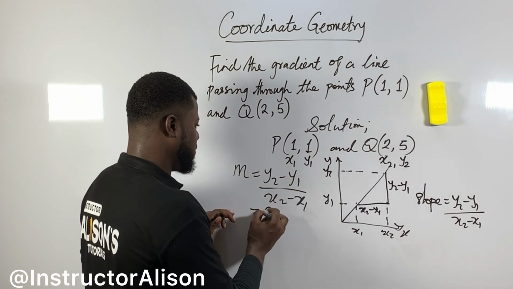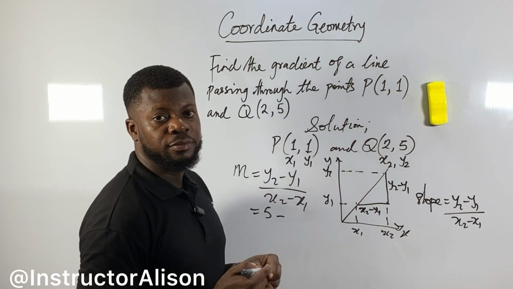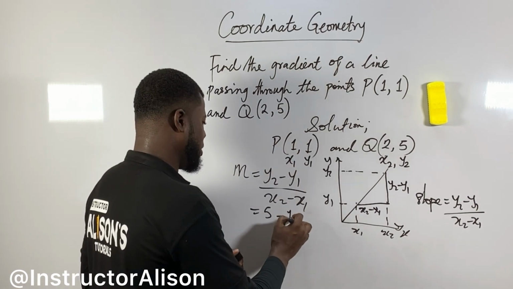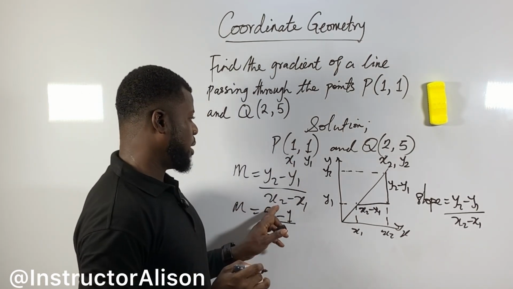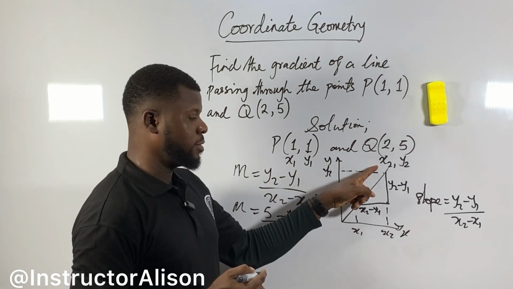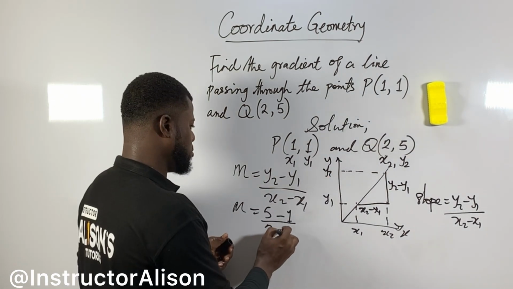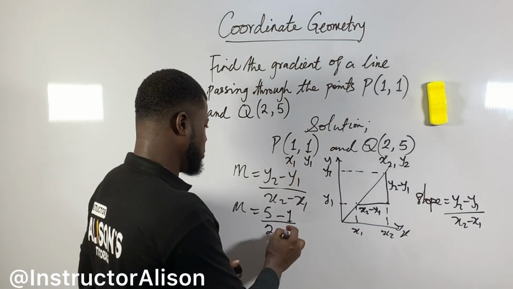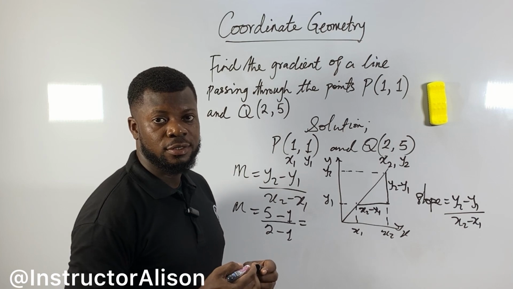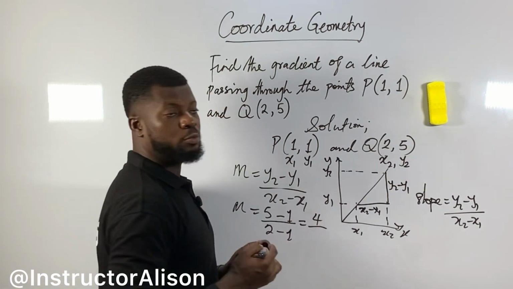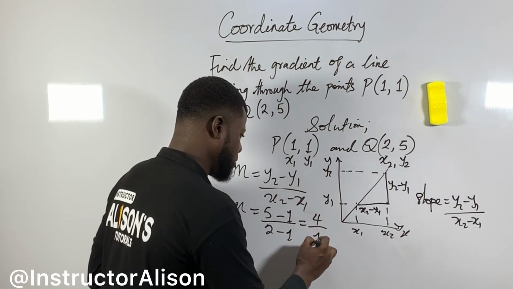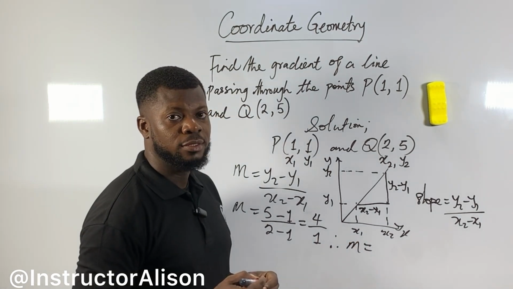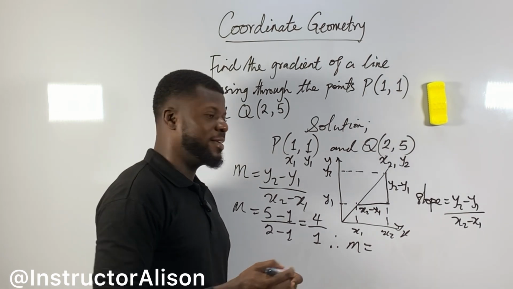So 5 minus what will be your y1? Y1 is 1, over what will be your x2? 2, minus what will be your x1? 1. Good. So 5 minus 1 is 4, and 2 minus 1 is 1. Therefore m equals 4 divided by 1, which is 4. That will be the answer.